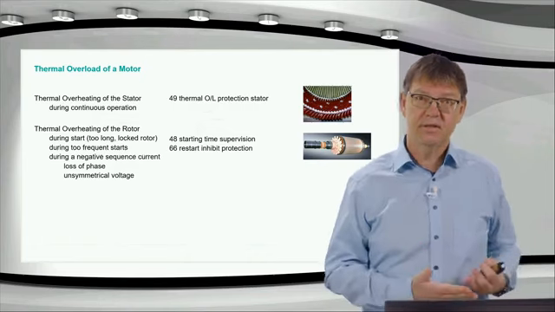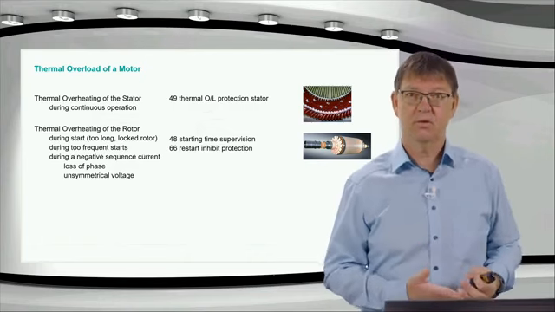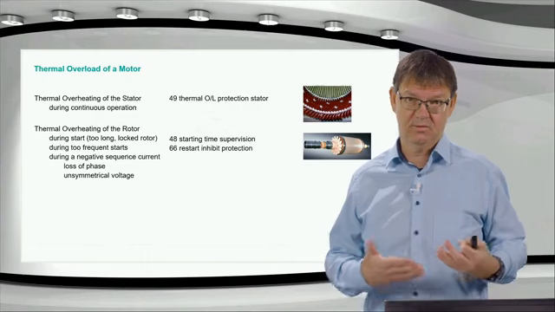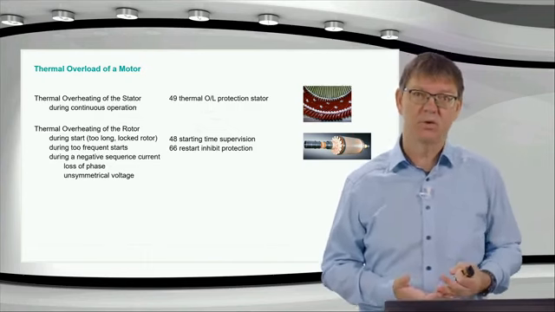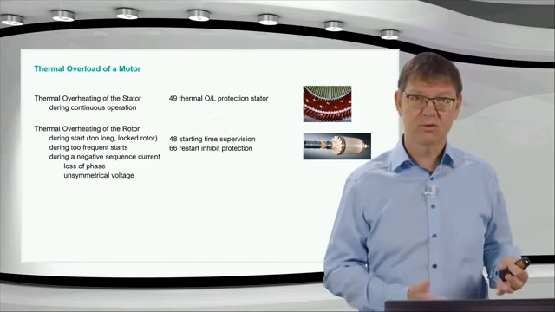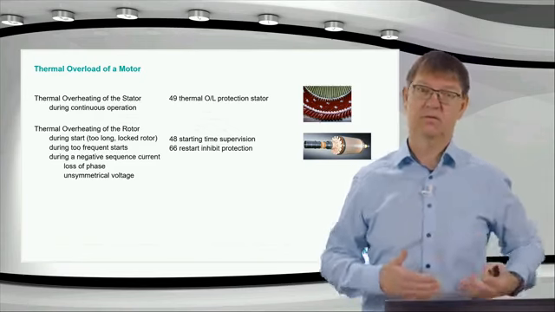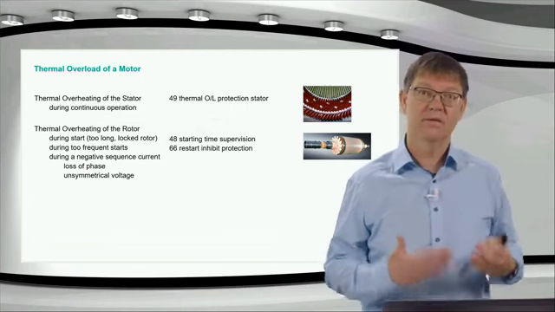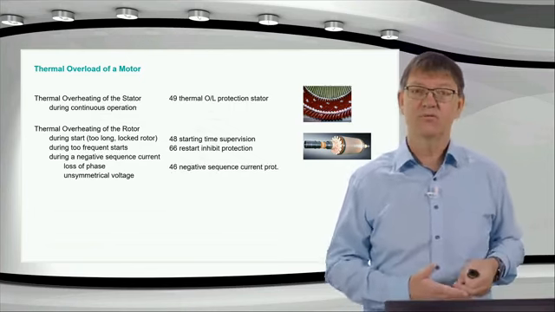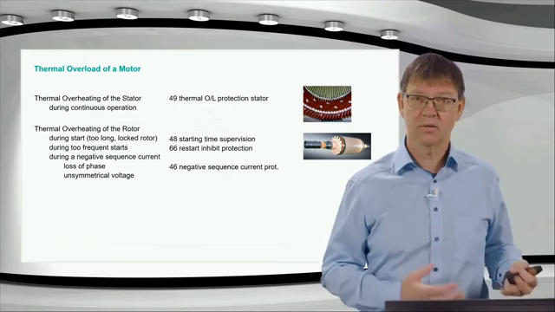Then a third effect is negative sequence current on the rotating rotor, on the motor which is running. This can be caused on the one hand by loss of one phase, complete loss of one phase. Then we get a very big negative sequence current. And here we have to react relatively fast. So therefore, we have a negative sequence current protection.